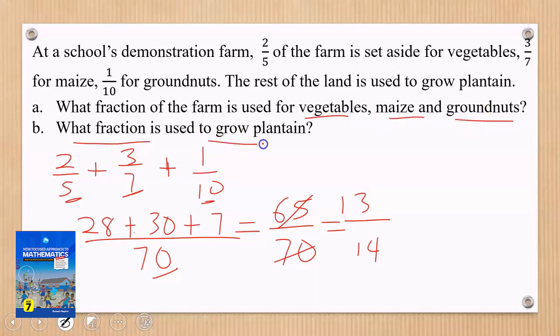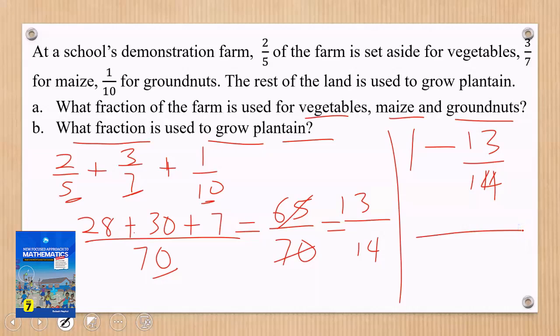Now, what fraction is used to grow plantain? That means after growing all these three crops, what is the leftover portion of the land? That is simply 1 minus 13 divided by 14, because if the whole land is used for maize, vegetables, and groundnuts, the remaining portion is going to be this. So when we do a simple subtraction, we are going to have 1.